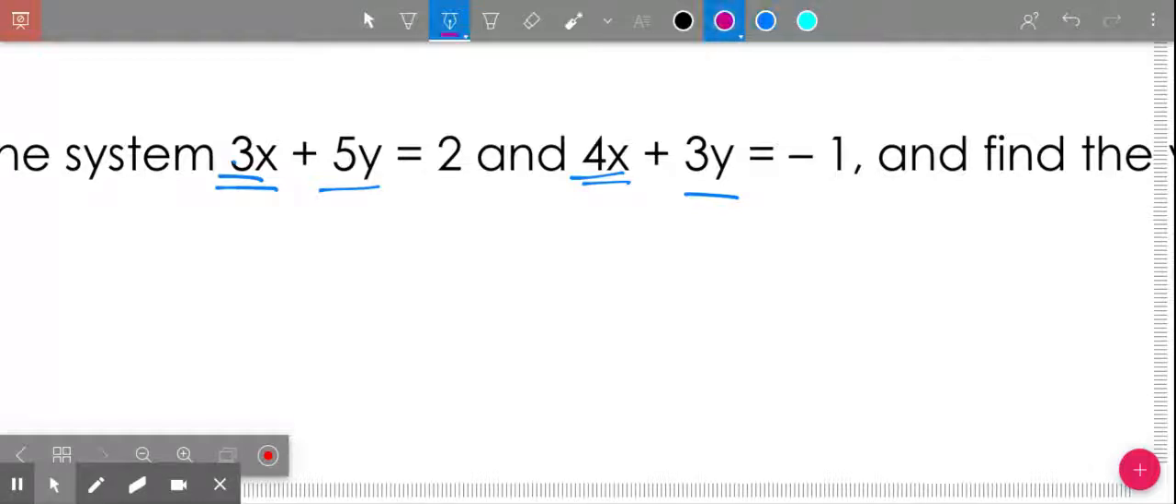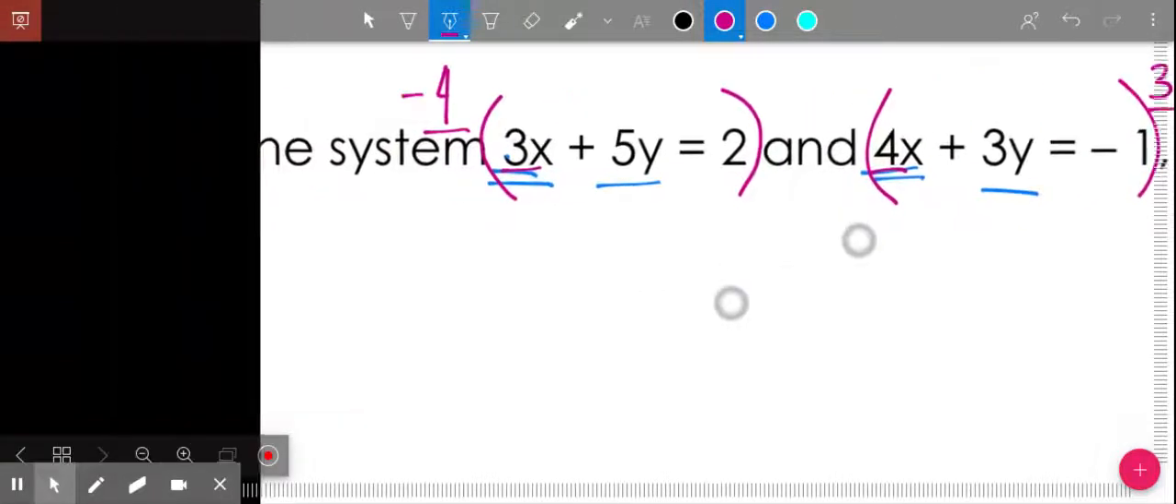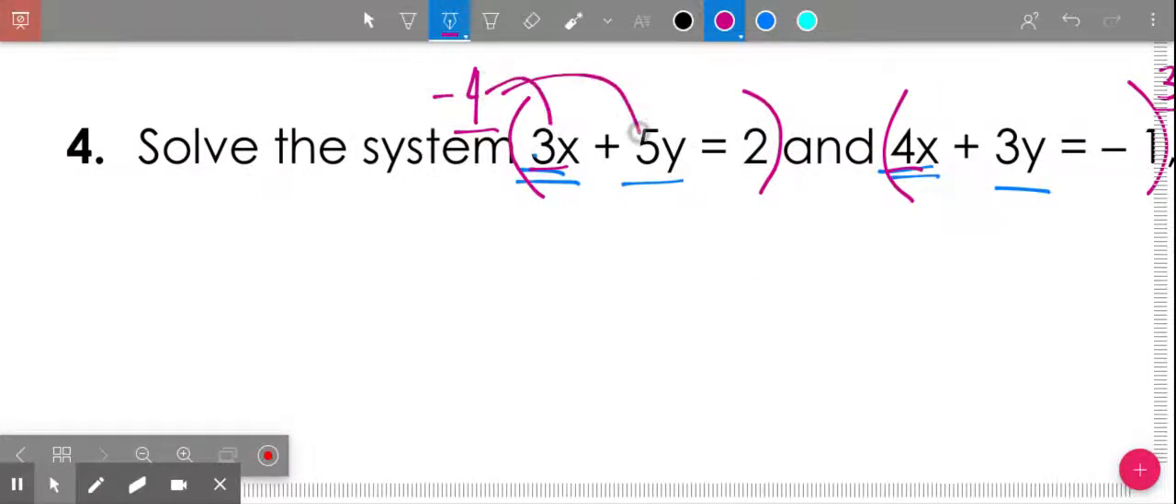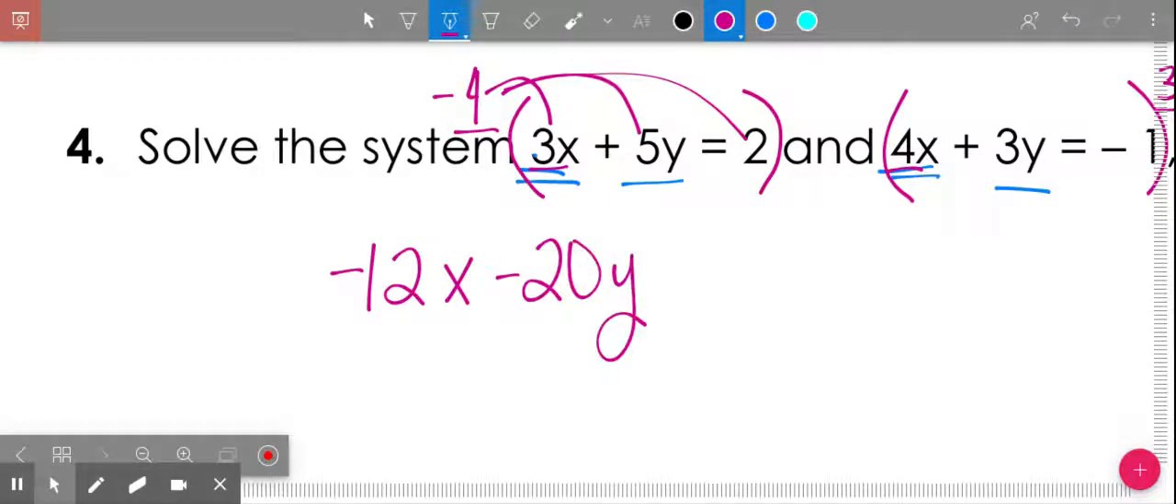My goal is going to make those cancel out. So I'm going to multiply everything over here by a -4, and then everything over here by a +3. Notice I just took that coefficient, put it over here, that coefficient, put it over here, because whenever I multiply those, they're going to make a number that will cancel out. And we're about to see that. So we're going to multiply everything on this one by -4. So I'll have -12x plus 5. Nope, not 5. -4 times 5 gives me -20y. And then -4 times 2 gives me -8.